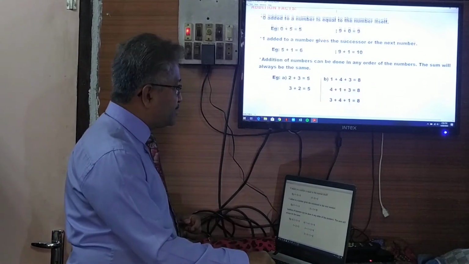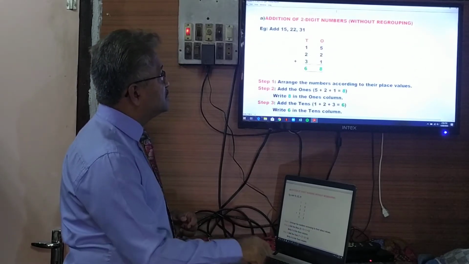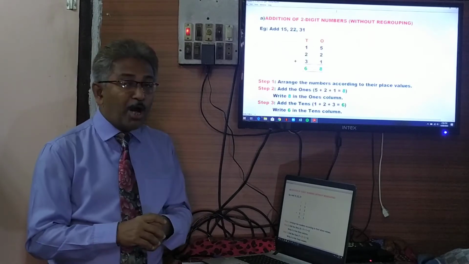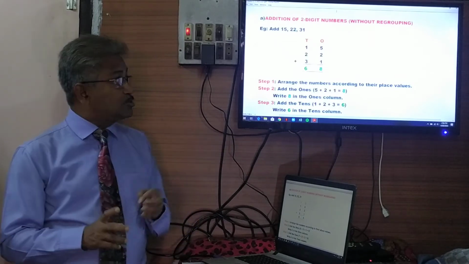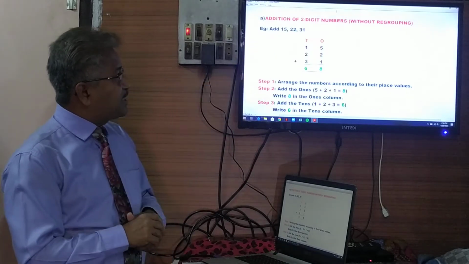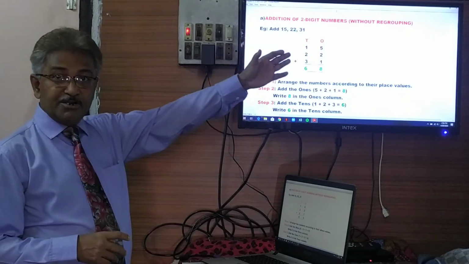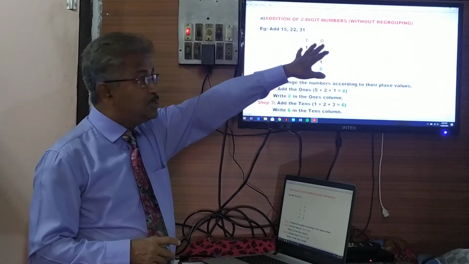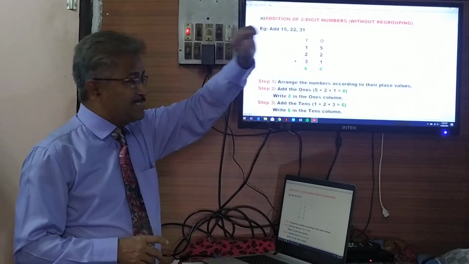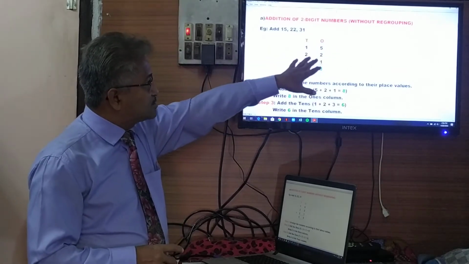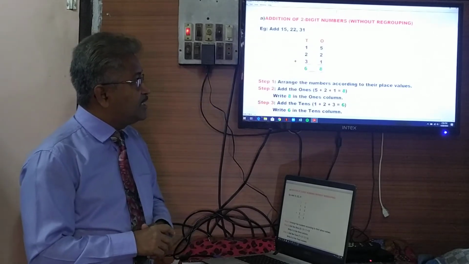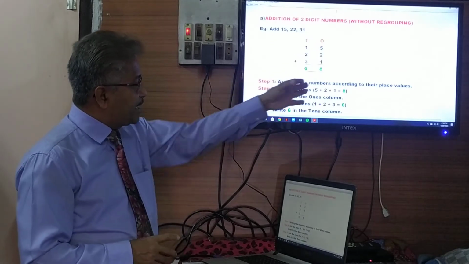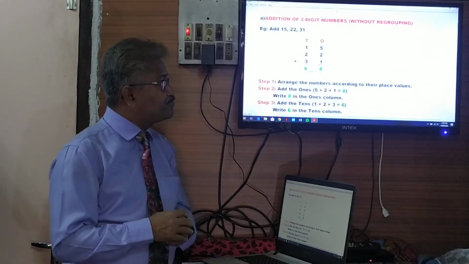Keeping this in mind, now we move on to our first subtopic, addition of 2-digit numbers without regrouping. Example: add 15, 22, 31. We have already learnt what place value is. Here we have all 2-digit numbers, so we have ones and tens. We arrange the numbers in a vertical column. The first step is to arrange the numbers according to their place values.